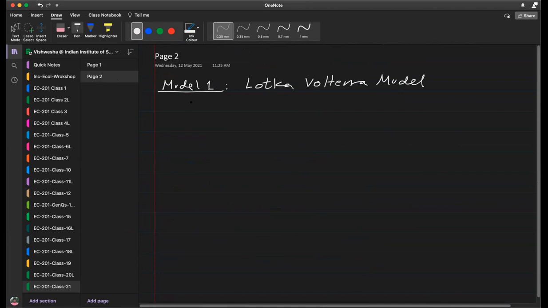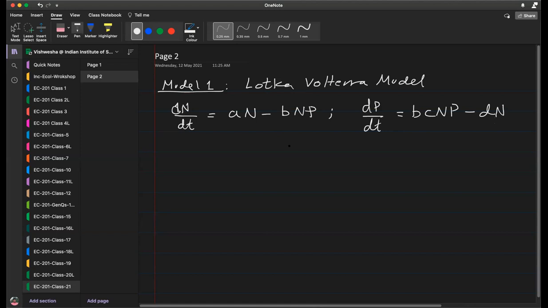Okay, so dN by dt is aN minus bNP, and dP by dt is bcNP minus dP. Okay, so there we are. So how do we go about this? Remember, look at this again, phase plane analysis, right? Where we draw null lines. Equilibrium is given by setting the right hand sides equal to 0. Okay, so let's do null lines.